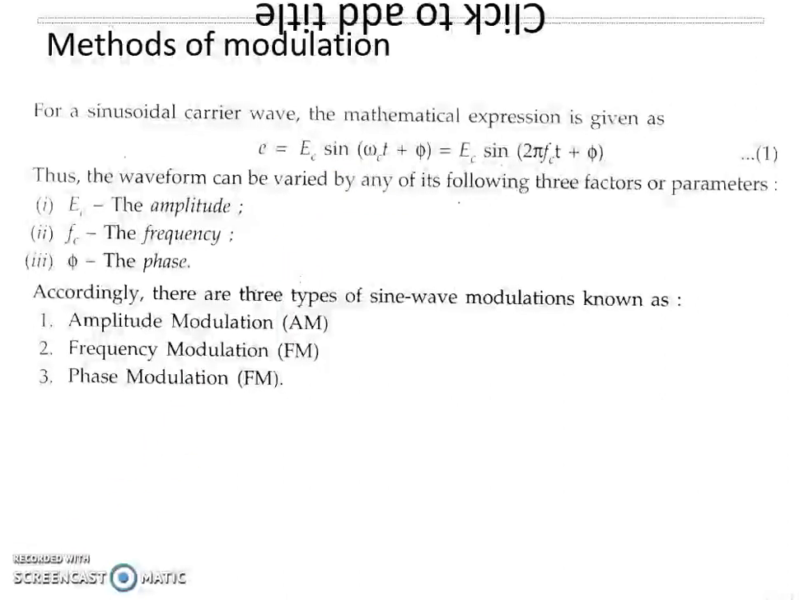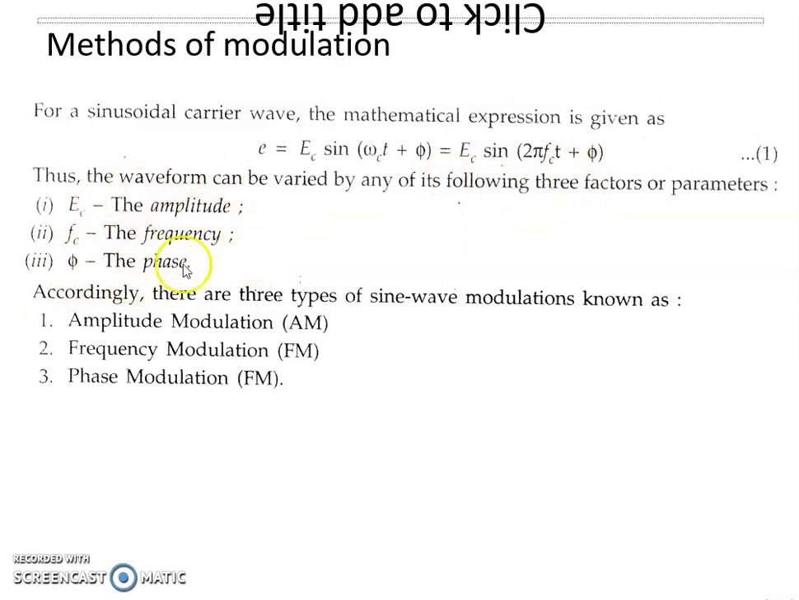Now let us discuss methods of modulation. For a sinusoidal carrier wave, the mathematical expression is given by E = Ec sin(2 pi fc t + phi). Therefore, the sinusoidal carrier wave can be varied by varying one of three factors. Those are, first, Ec, the amplitude of the wave, fc, the frequency of the wave, and phi, the phase.